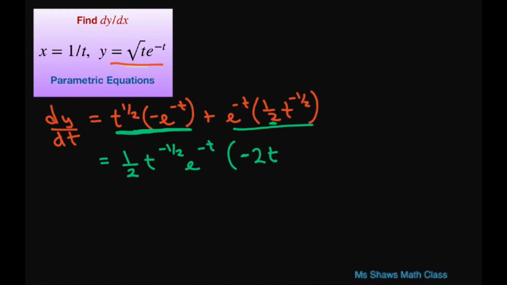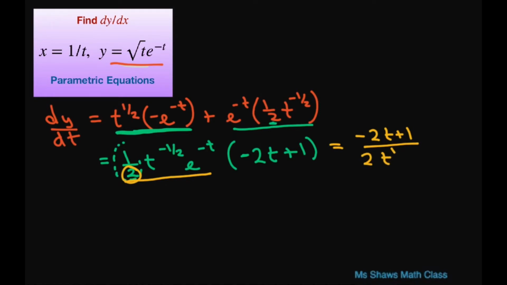So for the 2's, we have this right here. And then we're going to have a negative 2t. This is the same, so you just put plus 1. If you notice, all this can be written in the denominator. So that's going to be negative 2t plus 1 divided by, this goes in the denominator, so 2t, and get rid of your negative exponents. All right, so that's that derivative.